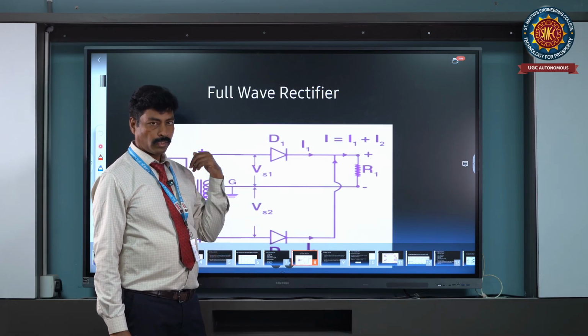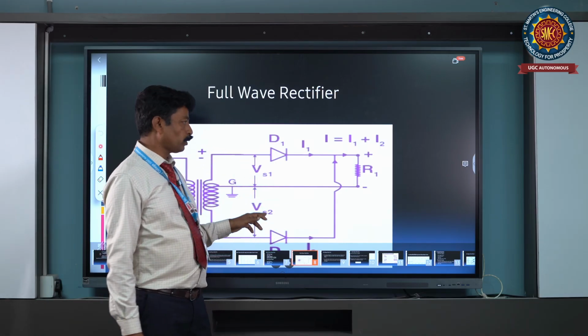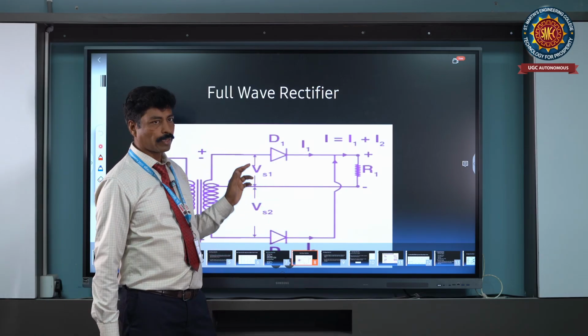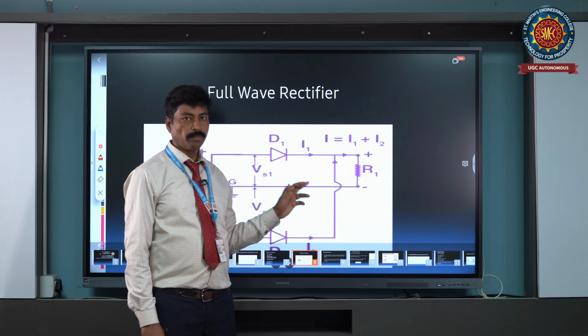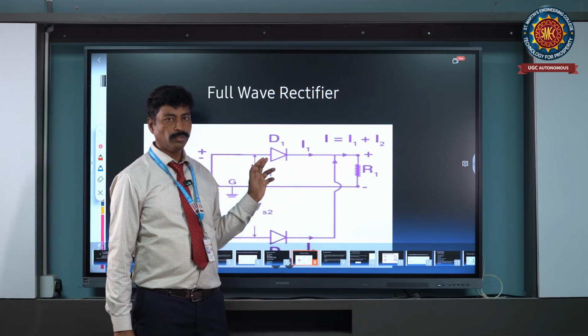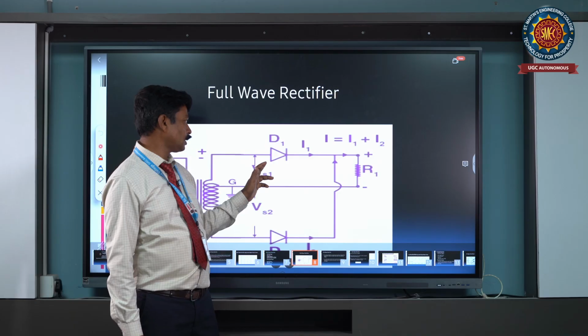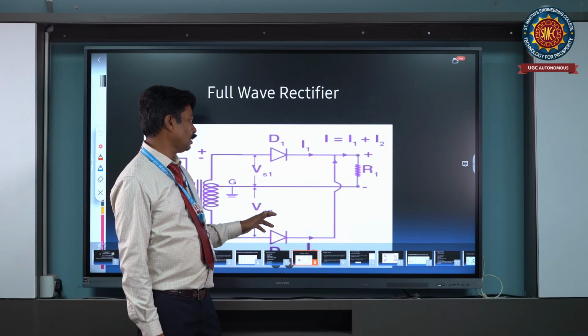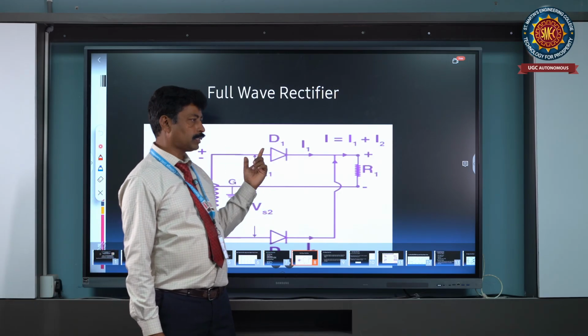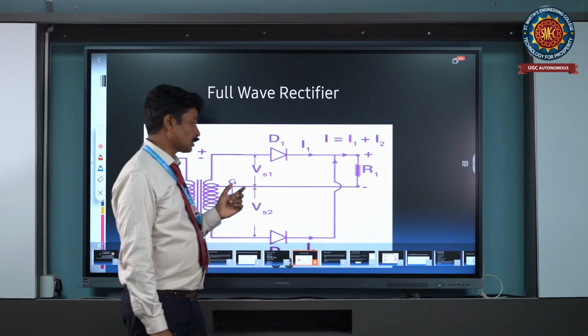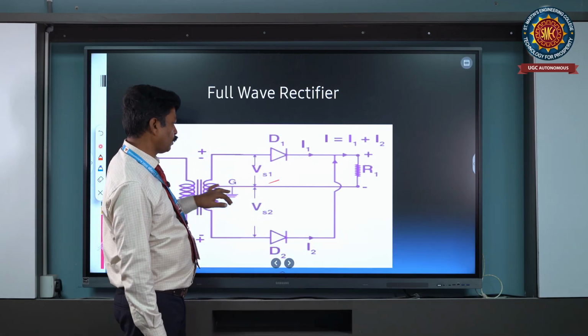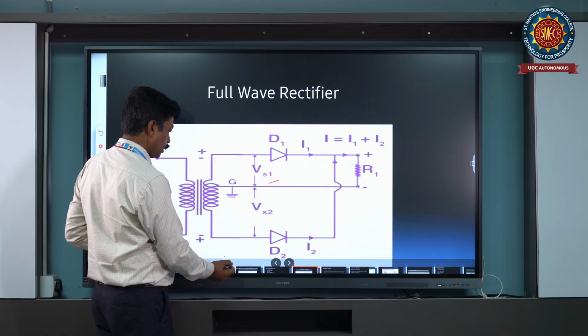Next, diode 2 has its positive terminal connected to the transformer positive, and its negative terminal connected to the load. So diode 2 is in the on condition, and diode 1 is in the off condition. Diode 1 and diode 2 are simultaneously in on and off conditions.